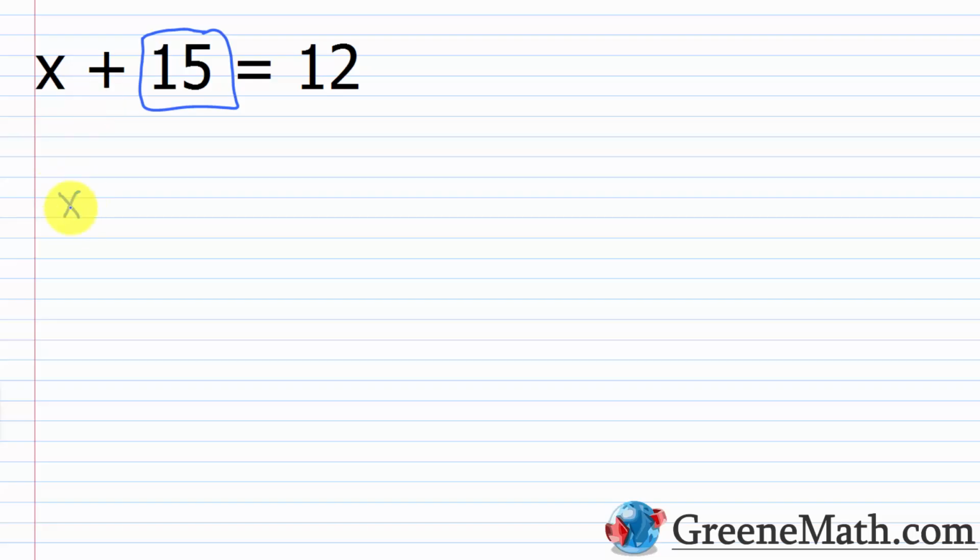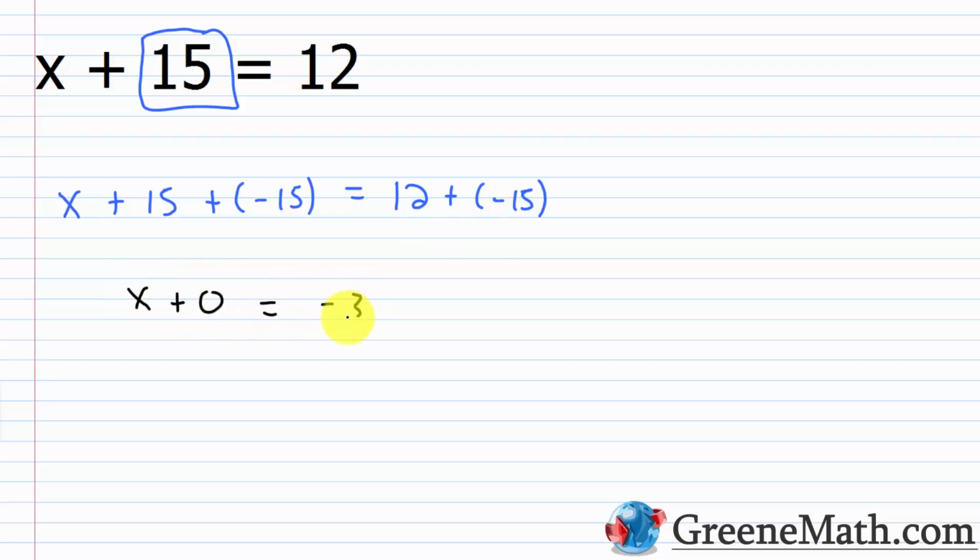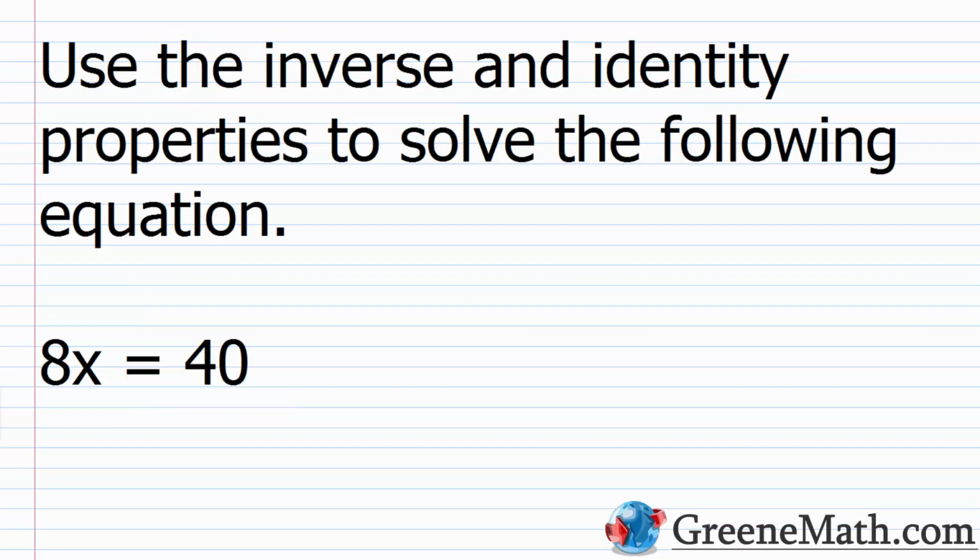So we would have x plus 15 plus negative 15. Whatever I do to the left, I also do to the right. So 12 plus negative 15. And 15 plus negative 15 is 0. So I would have x plus 0 is equal to 12 plus negative 15 is negative 3. We know that x plus 0 is just x. So I have x is equal to negative 3 as my answer. Does this work as a solution? Negative 3 plus 15 is 12. All right, let's look at the next one.